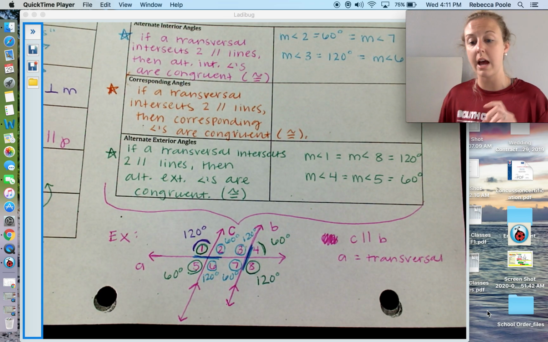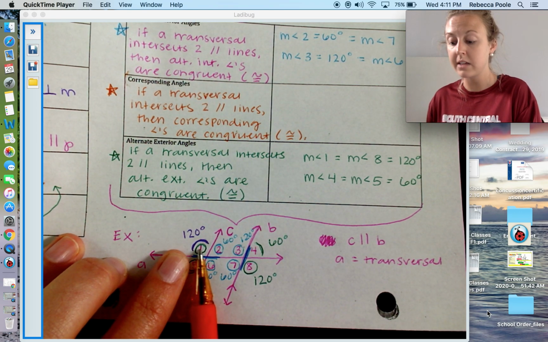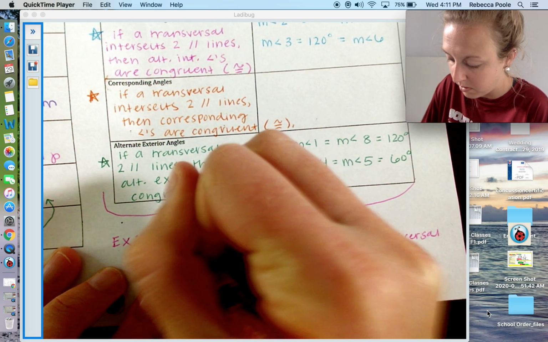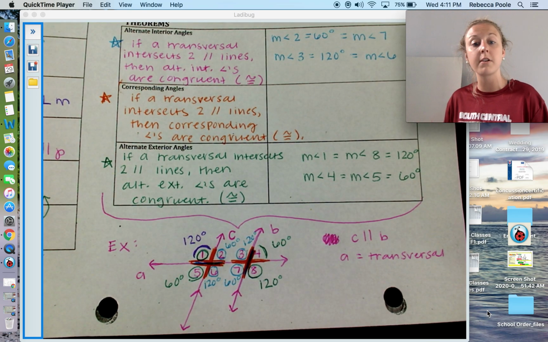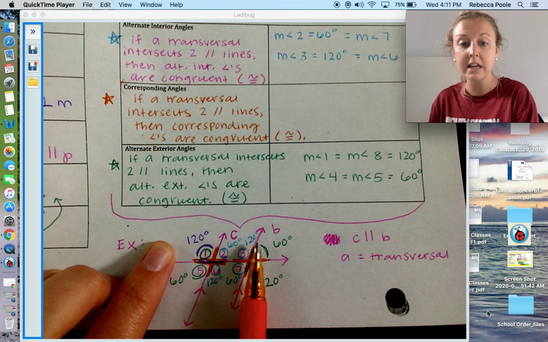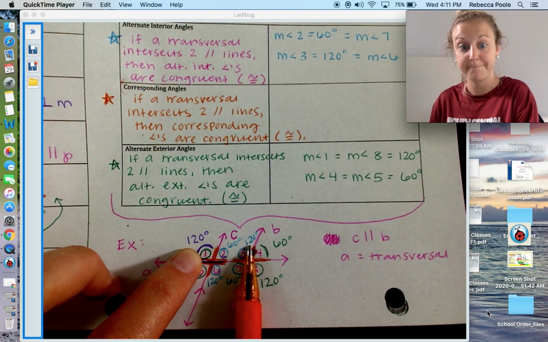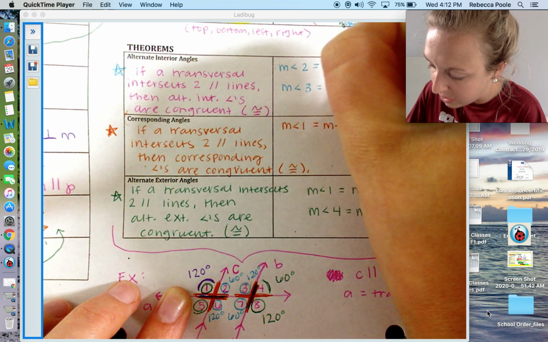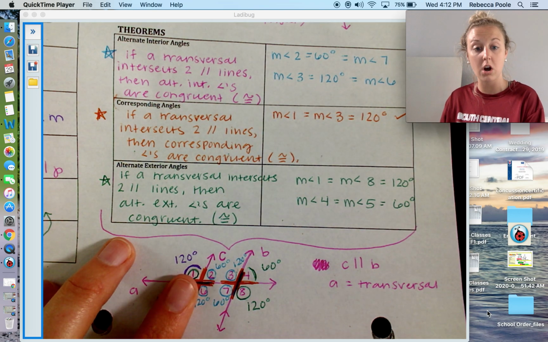But let's use this to check. So corresponding angles should be congruent. 120 is in the top left of this T. Let me try to make this a T for y'all. Here's my first T, or my first intersection, and here's my second intersection, right, for my two parallel lines. Angle 1 is in the top left. So come to your second intersection, look in the top left, those should be equal. Are they? So look at this. Measure of angle 1 equals the measure of angle 3, which is 120, and that's because they're corresponding, so that does check off.